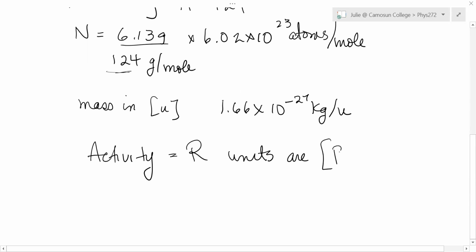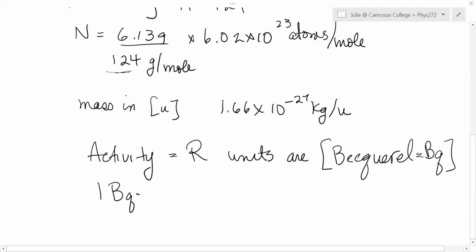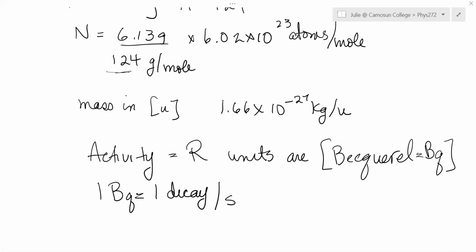the SI units are becquerels, after Becquerel, who discovered radioactivity back in about 1887 or so. So becquerel is Bq, and 1 becquerel is 1 decay per second. So it's the rate of decay. So if it's spitting out betas and it has an activity of 1 becquerel, it would spit out 1 beta per second. Now, usually activities are way higher than that.